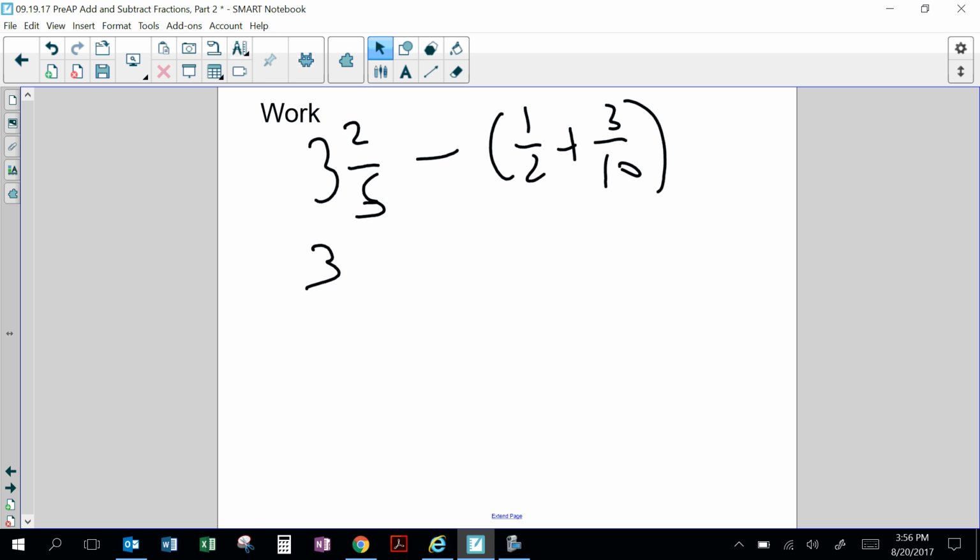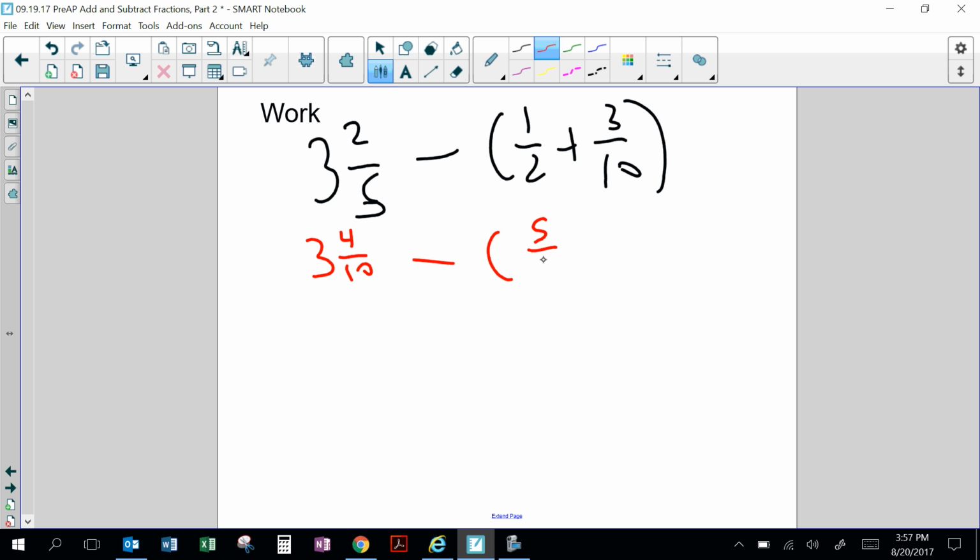So let's start renaming them. So let me erase this. I'm going to use a different pen color. 3 2/5 could be renamed as 3 4/10. Again, I multiplied the numerator and denominator by 2. 1/2 can be renamed as 5/10. Multiply the numerator and denominator by 5. 3/10 is 3/10. So on Monday and Tuesday, 5/10 plus 3/10 is 8/10. Monday, Tuesday, he will cut off a combined length of 8/10 from 3 and 4/10.